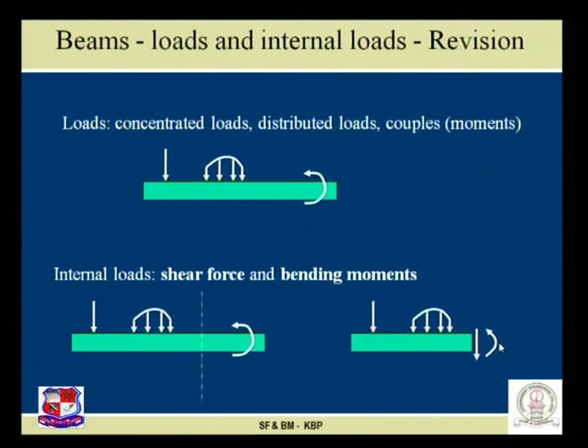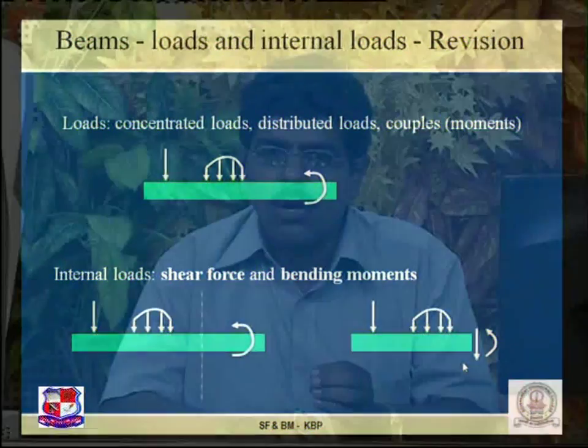Now, our intention in this series is to find out these internal quantities for three different kinds of beam: simply supported beam, cantilever beam and overhanging beam, with the application of external loads in terms of point load, uniformly distributed load, uniformly varying load and couple.